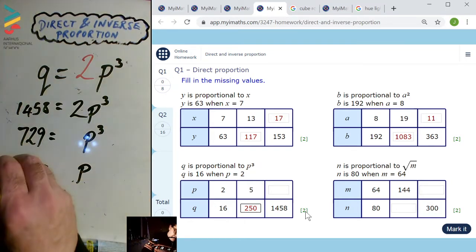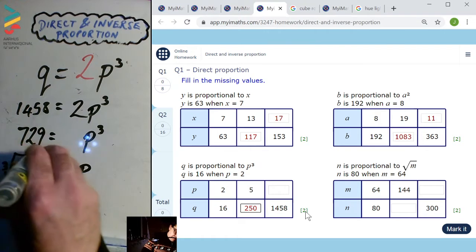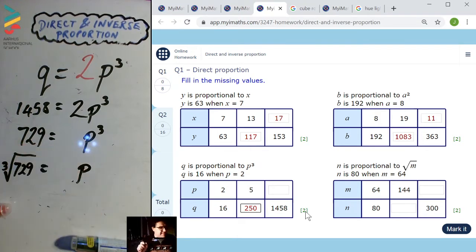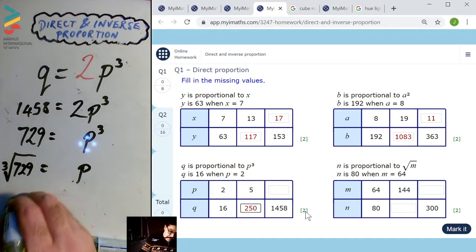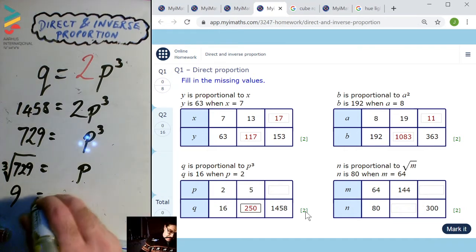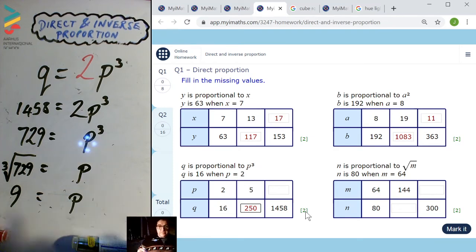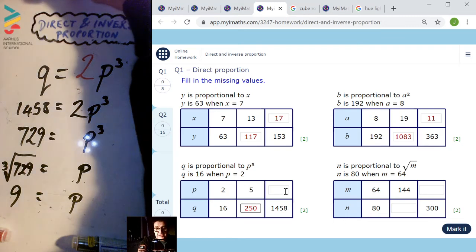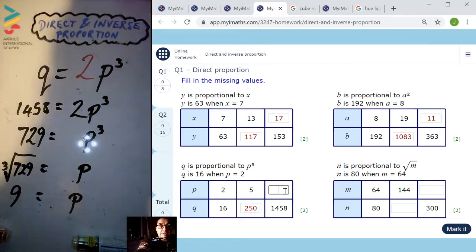So P itself is going to be the cube root of 729. That's something I can do on a calculator, but I happen to have spotted that that's a nice cube number. 9 times 9 times 9 makes 729, so P is 9, the cube root of 729, which you can easily do on a calculator. So I'll put in 9 there.